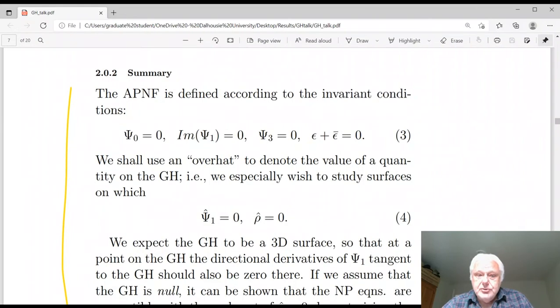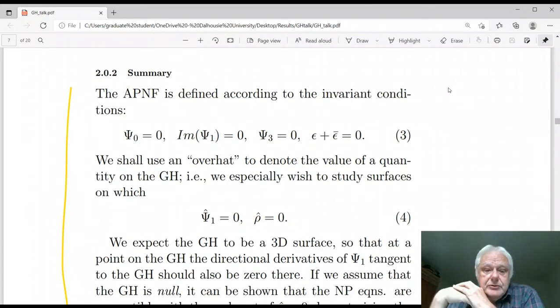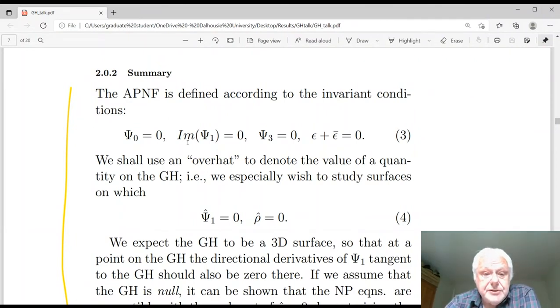The way we choose the APNF is one aspect of current research. We want to try to define a preferred frame, an APNF, so that we can identify the special surface, the geometrical horizon, through the vanishing of various Cartan invariants. In particular, the real part of psi 1 being equal to 0 identifies the horizon. The choice of the APNF that I've presented here is a particular choice. This particular choice is useful because you can actually prove some interesting results in this frame.